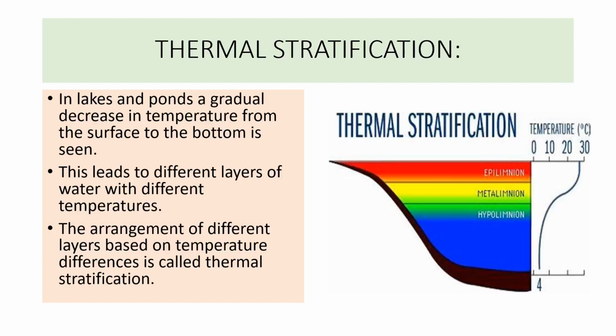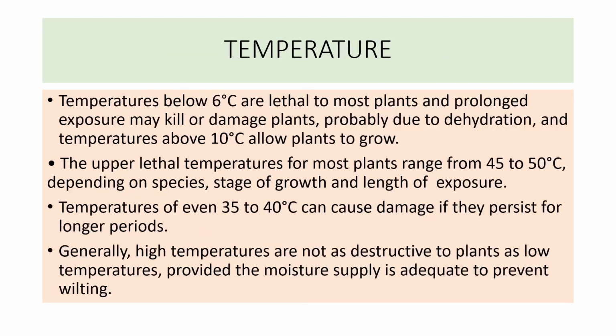This process of variation of temperature in different layers of water is known as thermal stratification, which makes the animal livable in the case of the colder condition. So temperature below 6 degrees are lethal to most plants and animals. And if this temperature is not increased, the organisms will die.